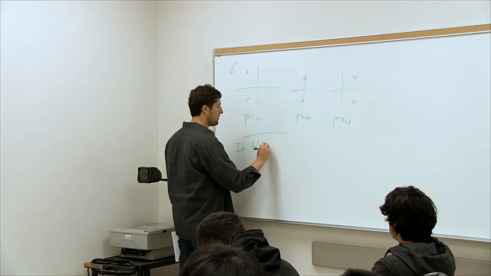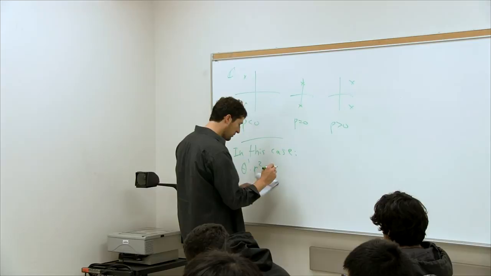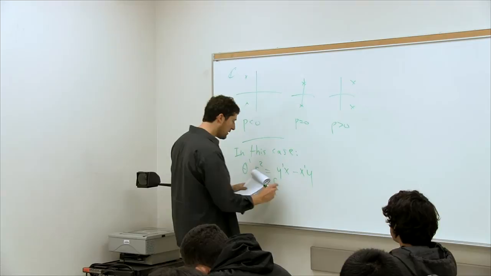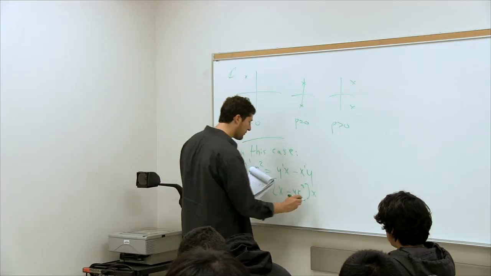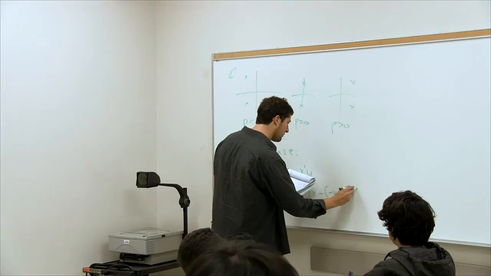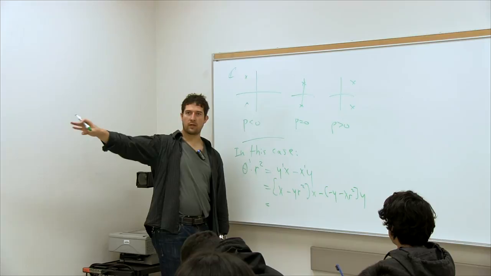In this case, for theta prime, let me just multiply on both sides by r squared, just to simplify this a little bit. And this is equal to y prime x minus x prime y. And that is going to be x minus y r squared times x, minus, minus y minus x r squared times y. I'm simply plugging in the definition of y prime and x prime in this context.